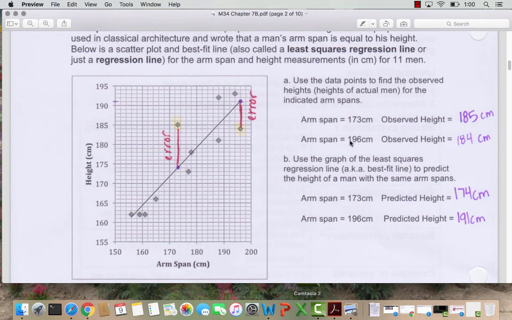If we look at the man who had an arm span of 196 centimeters, that's out here, and we find their observed height is 184 centimeters. And so that is below the line, so this would be a negative error. The observed minus the prediction is going to be a negative value. So now we want to estimate from the least squares regression line what the prediction was. For the man with the arm span of 173, it looks like the prediction is 174 centimeters height. And similarly for the man with the arm span of 196 centimeters, it looks like the height prediction was 191 centimeters here.